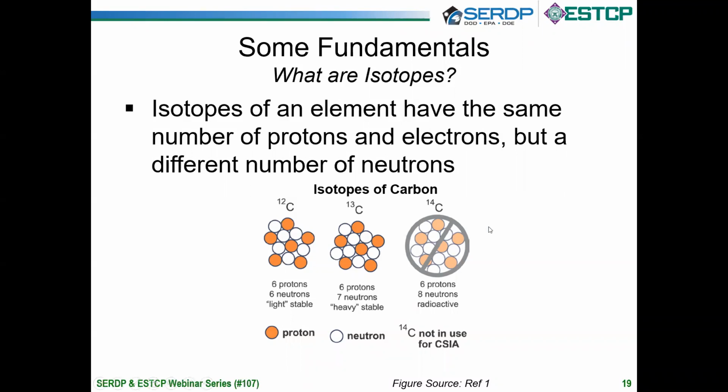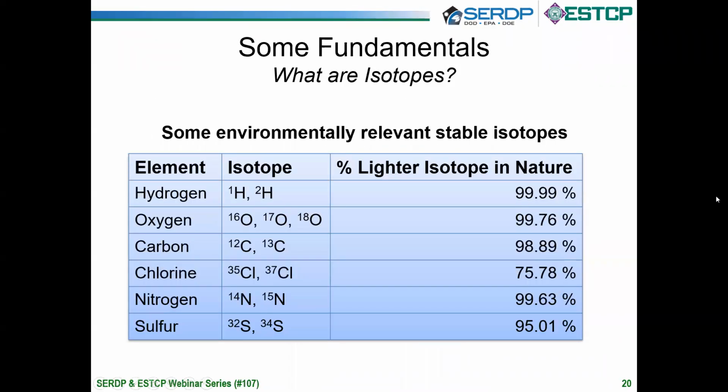What we're not talking about here are radioactive isotopes, things like carbon-14 that are decaying with time. So again, on some fundamentals, here are some commonly measured light isotopes. And if you think about the suite of contaminants that we have in the field, chlorinated solvents, we have hydrogen, carbon, chlorine. So you can see that there are elements here where you can do isotopic measurements.